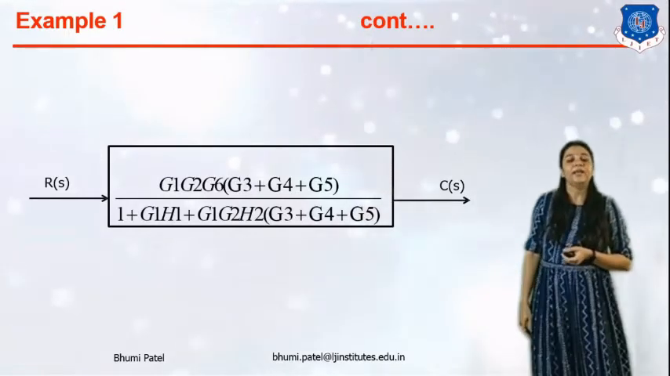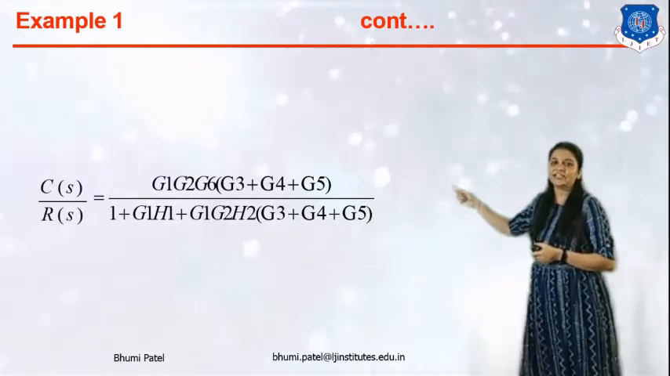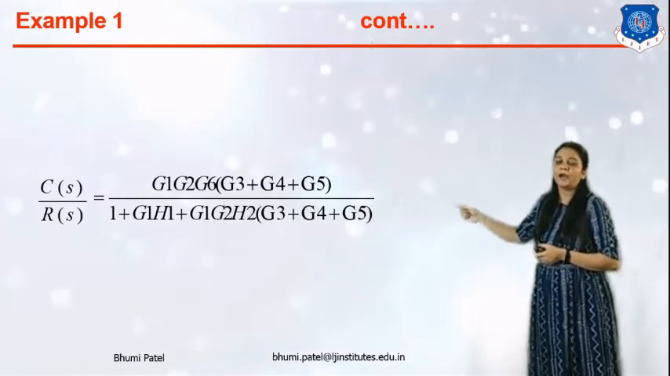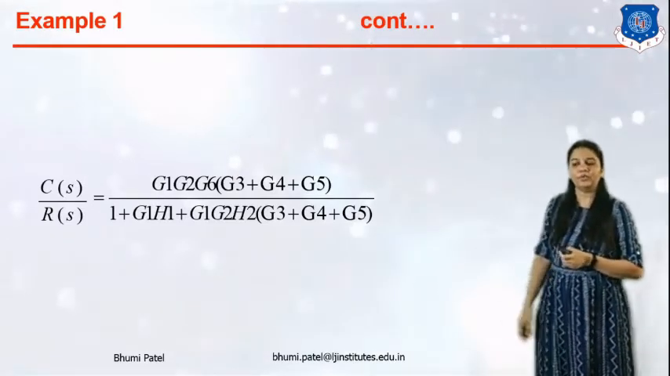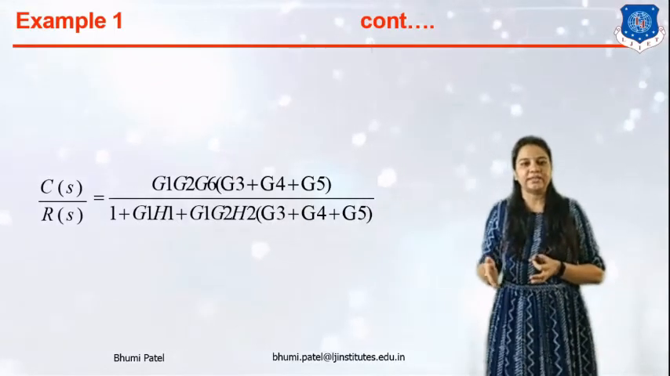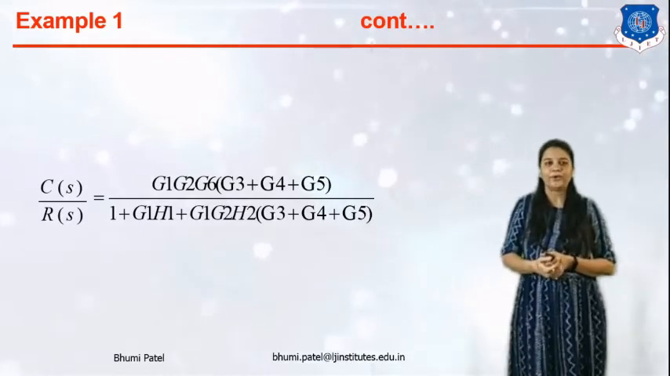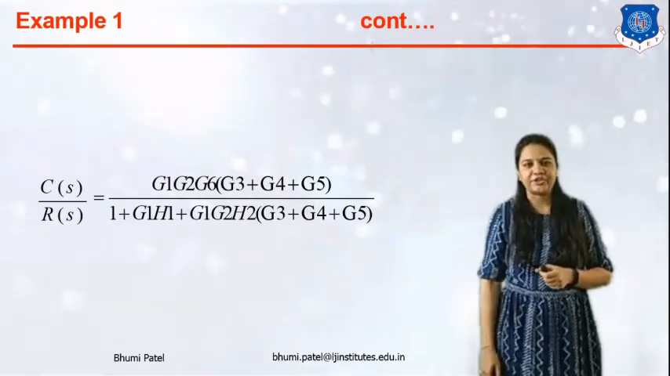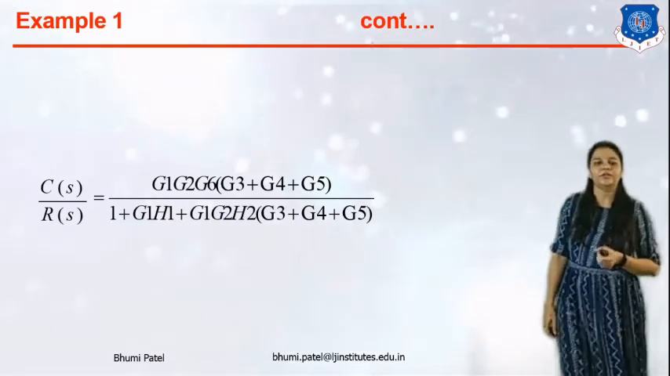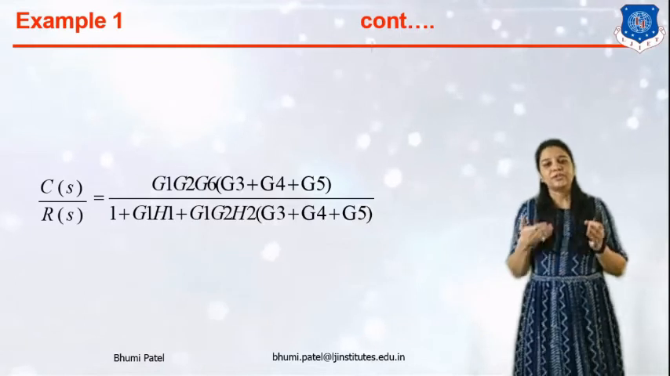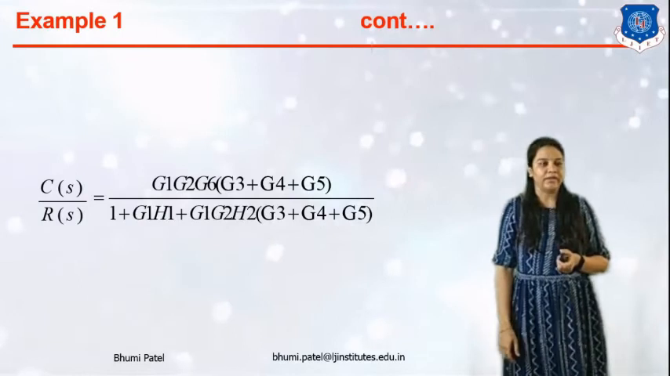So the final equation of the transfer function is C of S, that means the Laplace of output, upon R of S, that means the Laplace of input, is equal to G1, G2, G6 in bracket G3 plus G4 plus G5 upon 1 plus G1 H1 plus G1 G2 H2 in bracket G3 plus G4 plus G5. So this is the simplified output of this block diagram reduction.